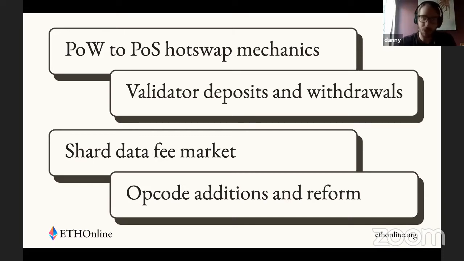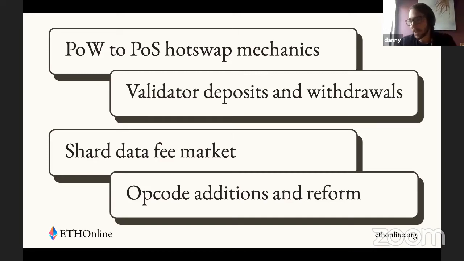Shard data fee market. At the initial merger, there will be one shard chain of state and execution. That's the Eth1 shard chain. But there will be many shard chains of layer 1 data. And we expect this to be very valuable to applications, especially in the rollups. We need to have a good way to pay for the data and essentially say, I want this data to get on chain. So working through those mechanics.